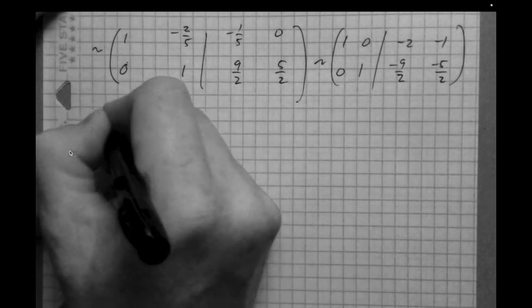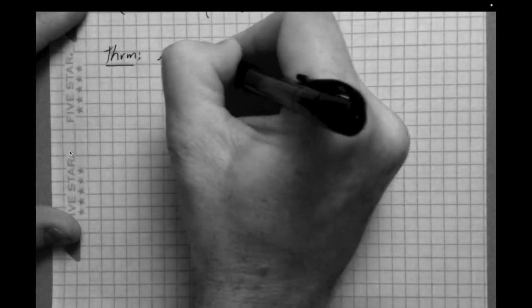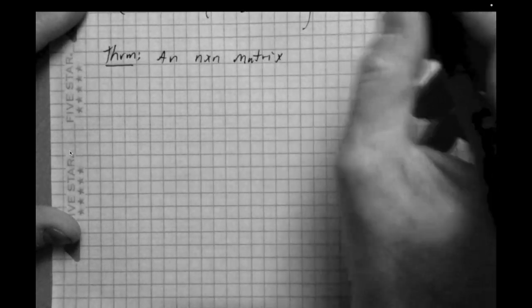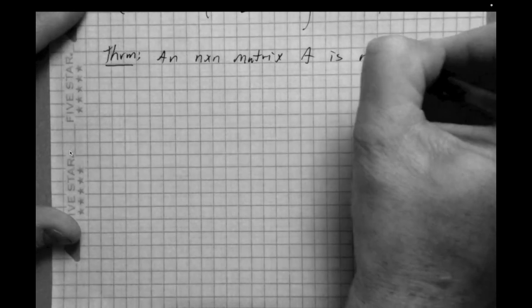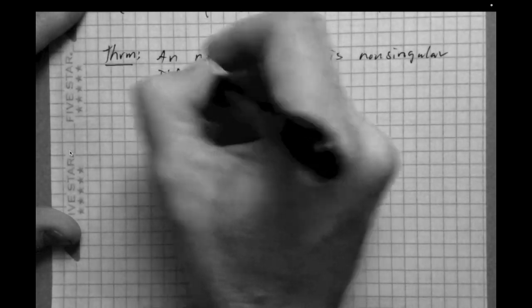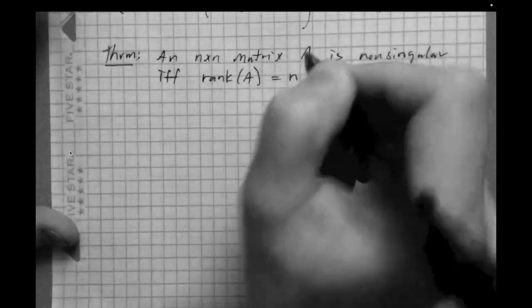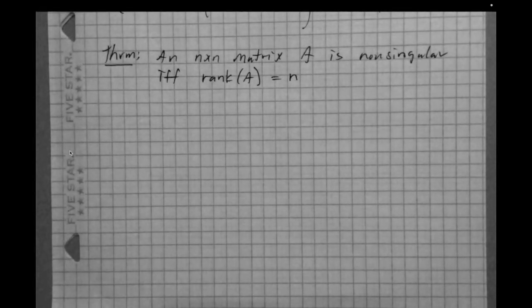Another theorem. This one kind of follows from the general method that we just described, and I think I even said it as I was describing the method to you: an n by n matrix A is non-singular if and only if the rank of A is equal to n. Right? It has to be a full rank matrix in order for it to have an inverse.